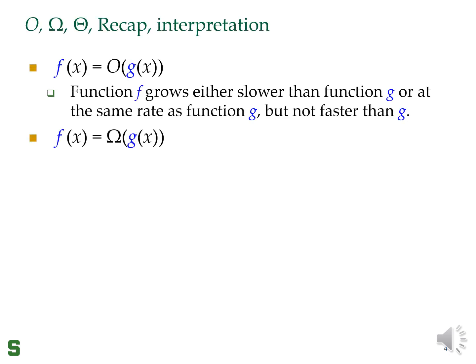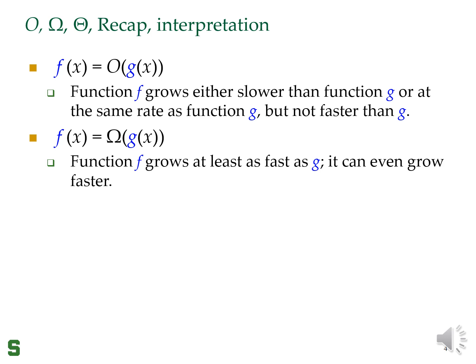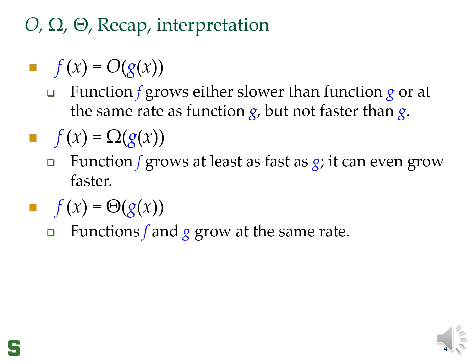Here is a quick recap of big O, big omega, and big theta. Big O says that f of x does not grow faster than g of x. Big omega says it grows at least as fast as g, and big theta says that they grow at the same rate.